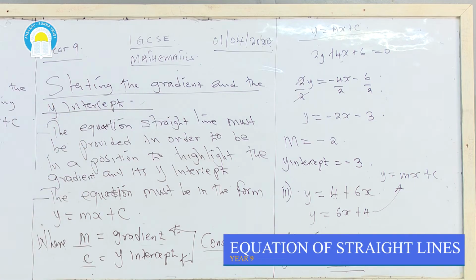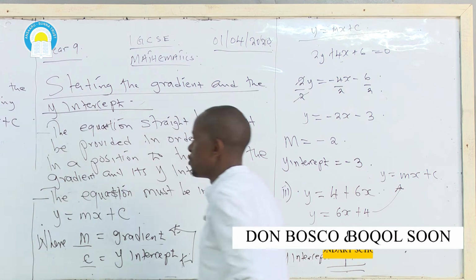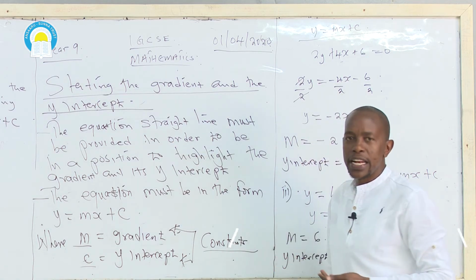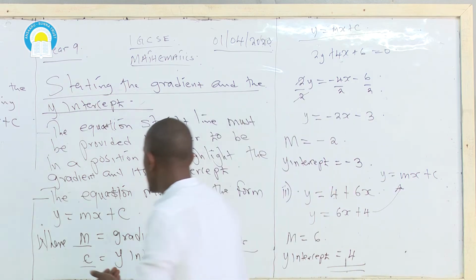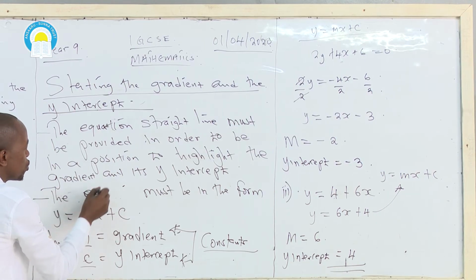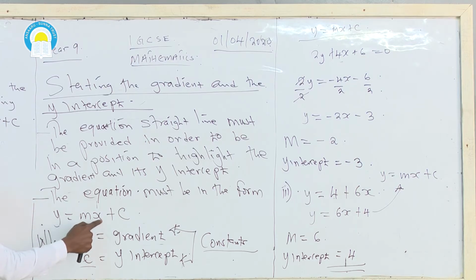And I've said, for you to be in a position to state the gradient and the y-intercept, first the equation must be given. If the equation is given, the second thing you need to find out is whether that equation is written in the form of y is equal to mx plus c. If it is, then the coefficient of x, which is m, gives us the gradient.